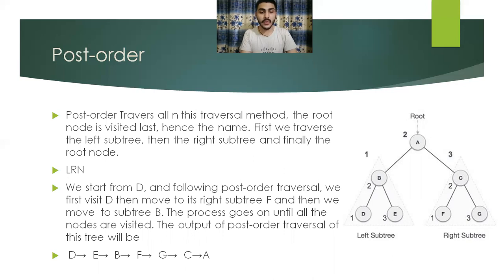The output of post-order traversal of this tree will be D, L, then E, right, L, R, then N. N is B. So then again we go to left of right subtree, then G, then C, and in last A.